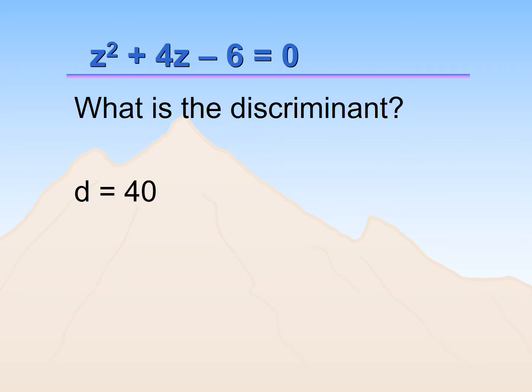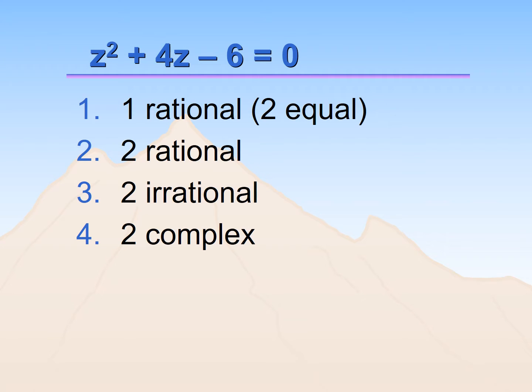So knowing that our discriminant is 40, what is the nature of our solution? You should have gotten irrational, because the square root of 40 is not a perfect square. I mean, it can simplify, but if you just do the square root of 40, you would end up with a decimal. So that means you're going to get two irrational solutions if you were to follow through on the quadratic formula.